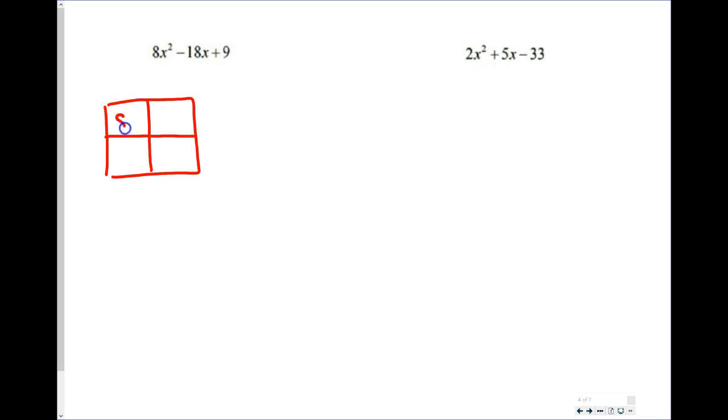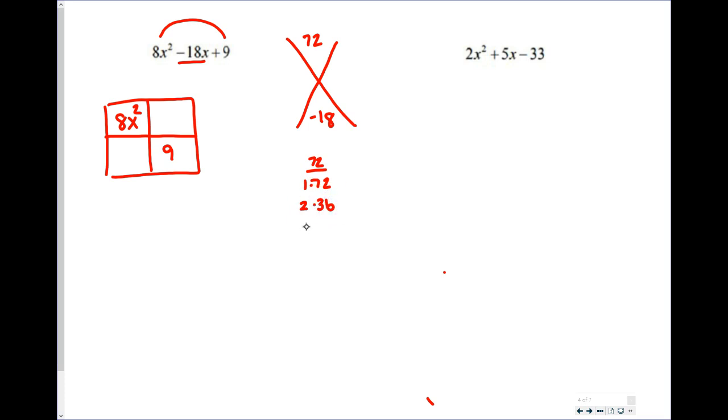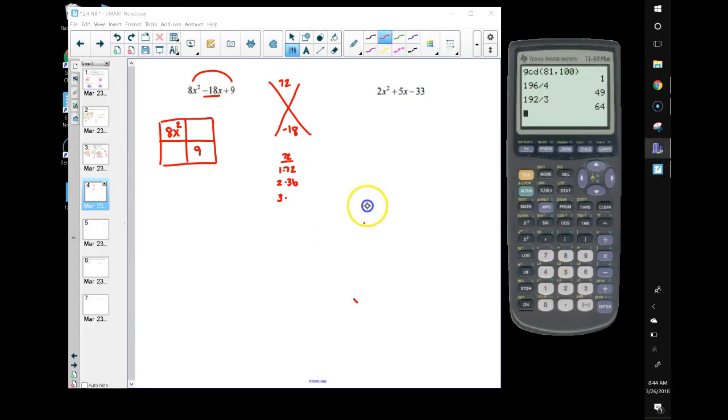All right, so I'm going to put the 8x squared here and the 9 here. I'm going to draw my x, and I'm going to multiply 9 and 8 to get 72, and then put -18 down below. Now I'm going to go ahead and list the factors of 72. I've got 1 and 72, 2 and 36, 3 times... let's take out the calculator here. 72 divided by 3, and I've got 24. 72 divided by 4, 18.